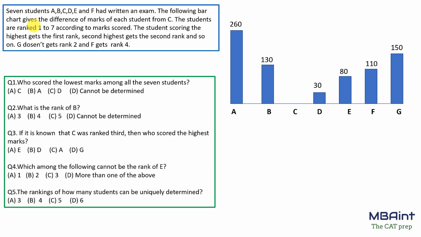Welcome guys. So this is an easy to moderate set of data interpretation. Let's see this. 7 students A, B, C, D, E, F, G had written an exam. The following bar chart gives the difference of the marks of each student from C.